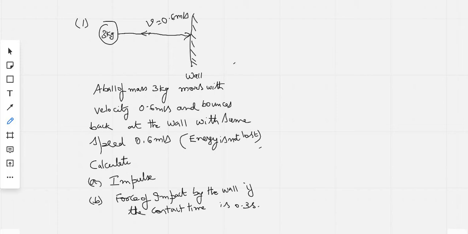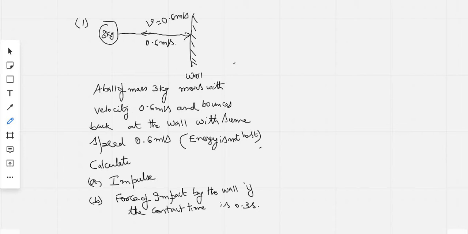Okay, check this problem. A ball of mass 3 kg moves with velocity 0.6 meters per second and bounces back at the wall with the same speed of 0.6 meters per second, where we are assuming that no energy is lost, though in real cases some energy is lost. Calculate the impulse, and second, the force of impact by the wall if the contact time is 0.3 seconds. When this problem is given, generally we think impulse means I equals force into delta t, but here no force is given to you. So how do you solve this problem?